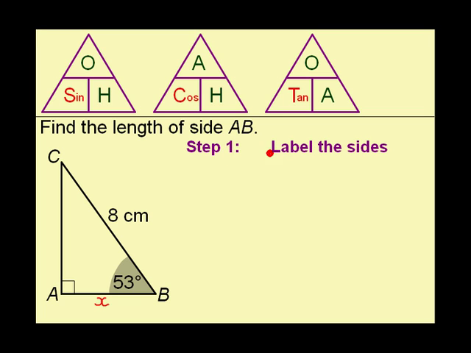Step 1 is to label the sides. In trigonometry, each of the sides of this triangle has a special name. We start by finding the angle. This side here, which is opposite the angle, is called the opposite. We can just put O. This side here, the longest side, is the hypotenuse. We just call that H.